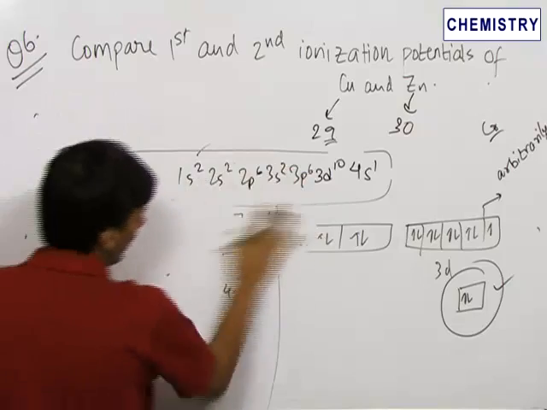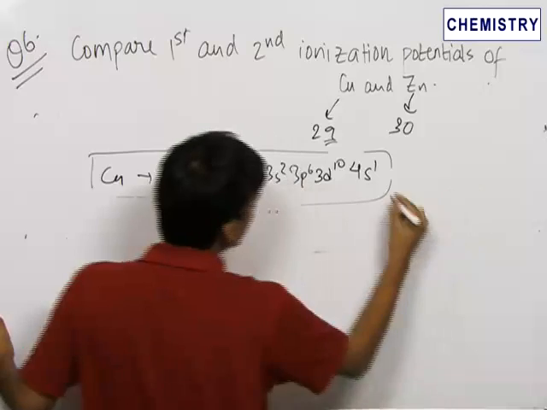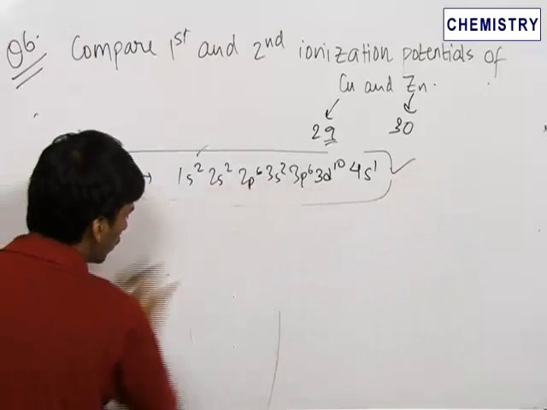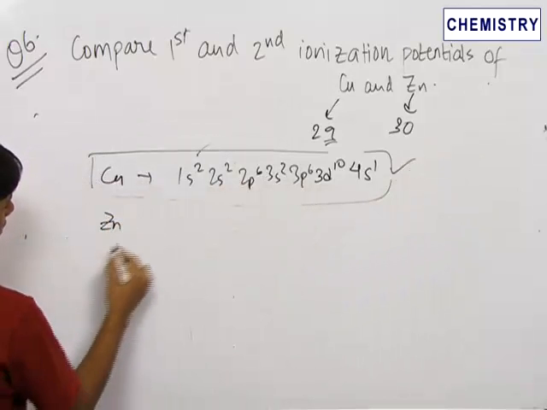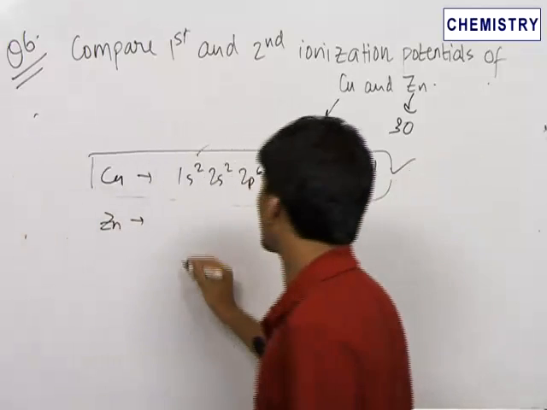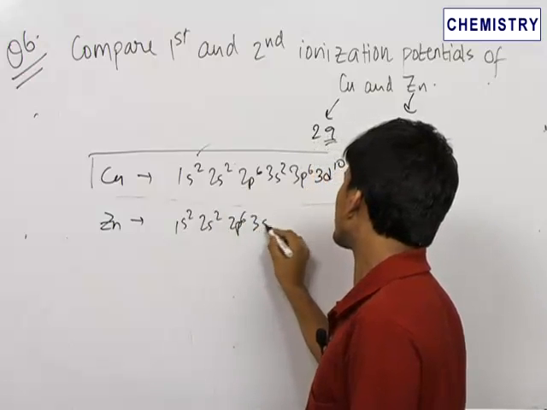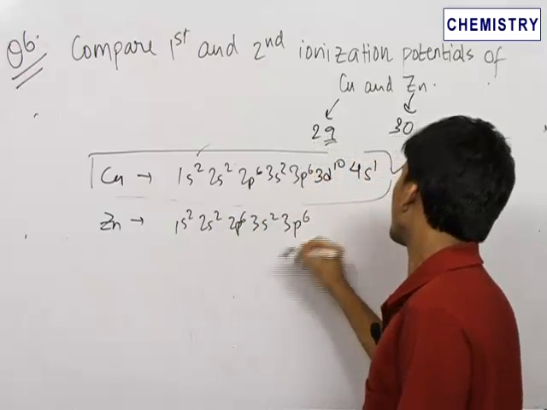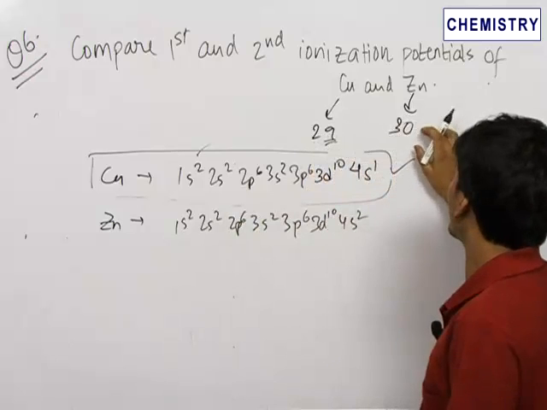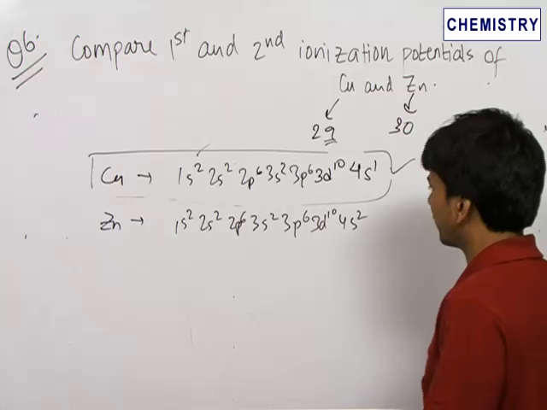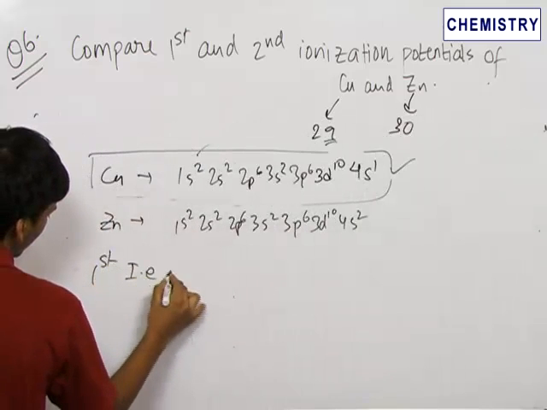So we know the electronic configuration of copper now, and we have to use this configuration for all questions in the future. Let us write down the electronic configuration for zinc. This will be equal to 1s2, 2s2, 2p6, 3s2, 3p6, 3d10 and 4s2, because we have one electron extra than that in copper. So let us first compare the first ionization potential.